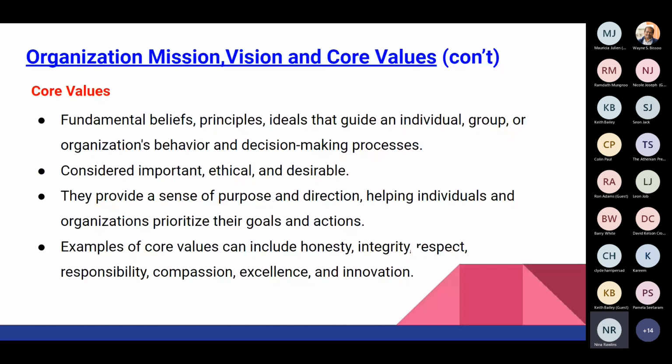Here we look at the core values. And what they said the core values are: fundamental beliefs, principles, and ideas that guide an individual, group, or organization's behavior and decision-making process. It is important, ethical, and desirable. And it provides a sense of purpose and direction, helping individuals and organizations prioritize their goals. Examples of core values can include honesty, integrity, respect, responsibility, compassion, excellence, and innovation.